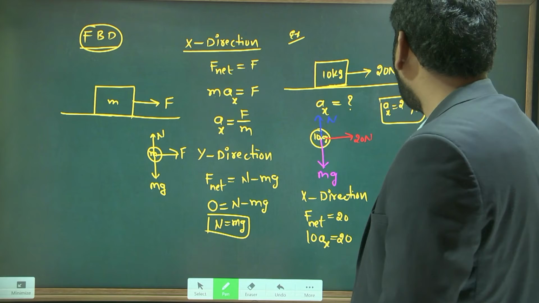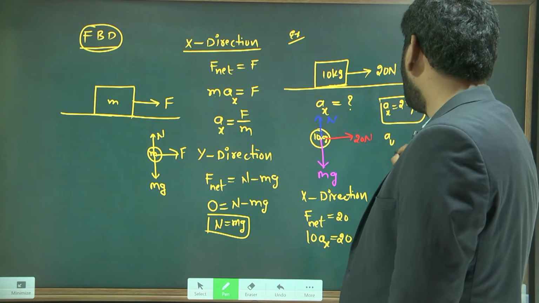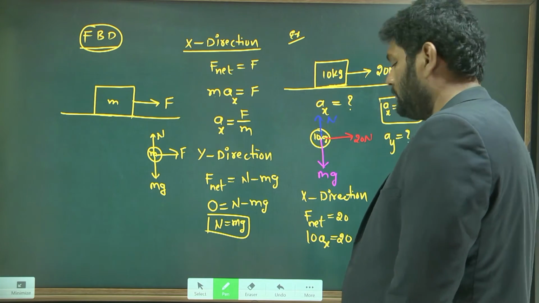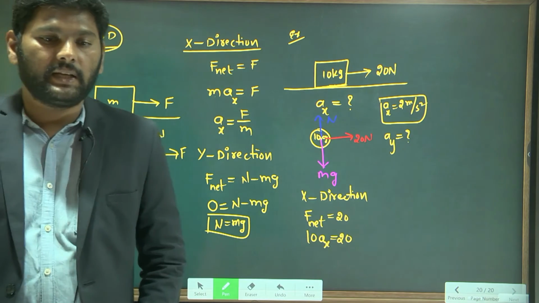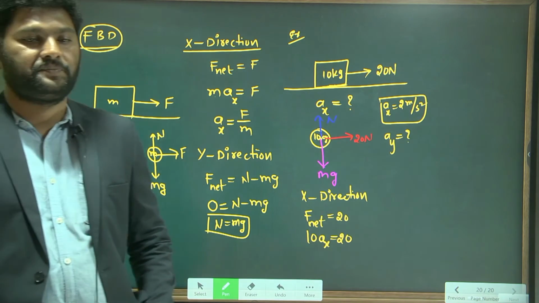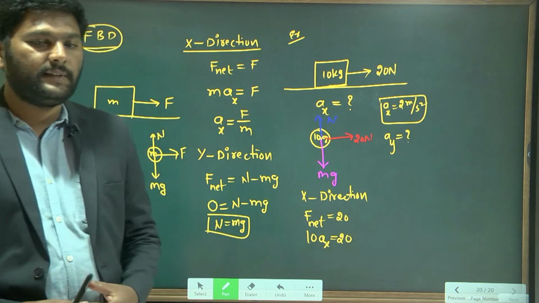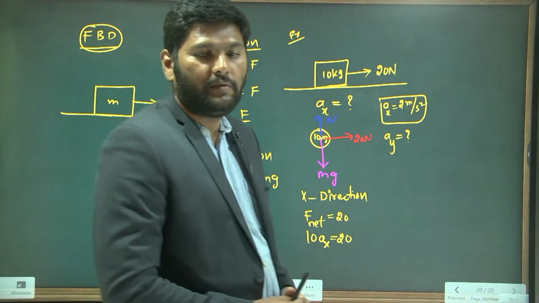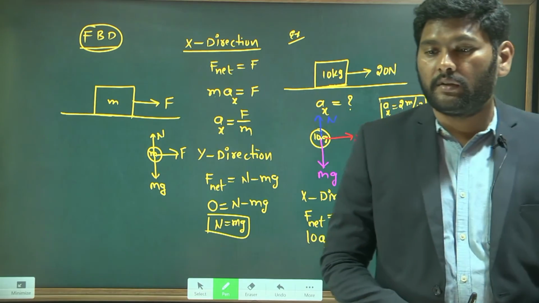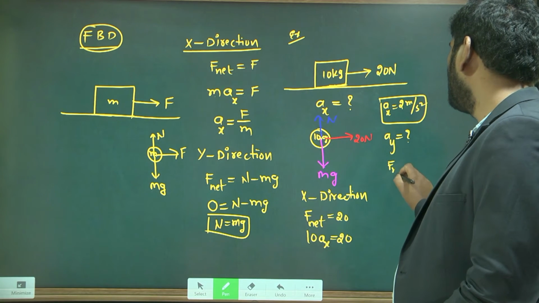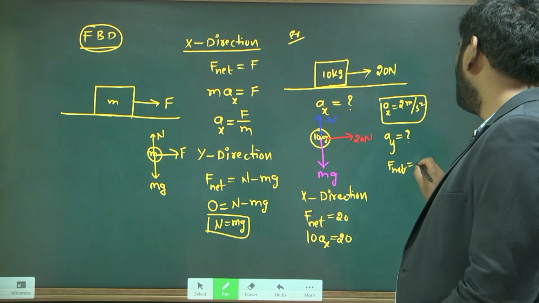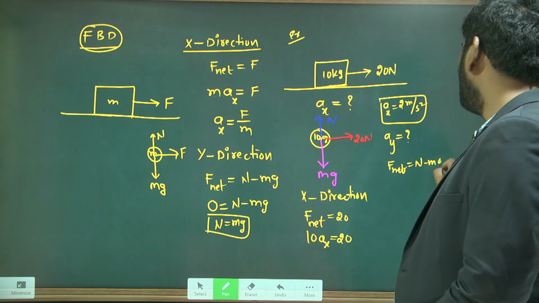In the same way, my other question: along y direction, find out for the same body, what is the acceleration along y direction? F net is equal to, very good, N minus mg.